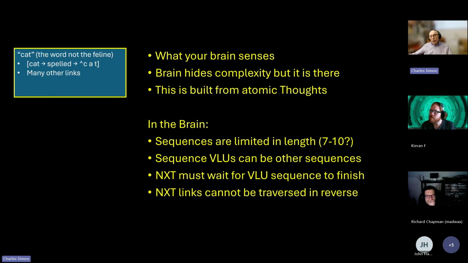And so if you want to remember something that's longer than that, you remember sequence A and sequence B, and then you remember sequences of sequences. The sequence values, as I mentioned, can be other sequences, and that's how all of this nesting works, and I'll demonstrate that.